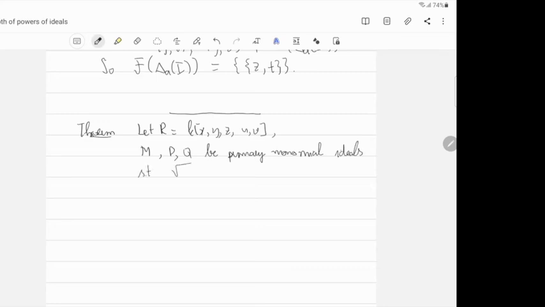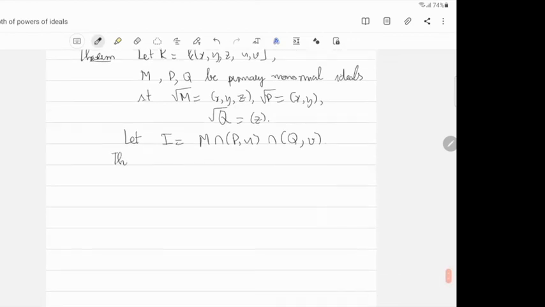Such that the radical of M is (X, Y, Z), the radical of P is (X, Y), and the radical of Q is (Z). Yeah? And then I look at this unmixed monomial ideal: M intersect with (P, U), intersect with (Q, V). Yeah? This means P plus U, and this means Q plus V.